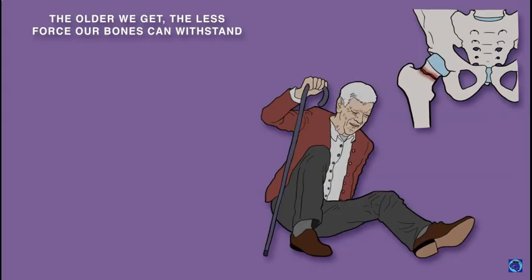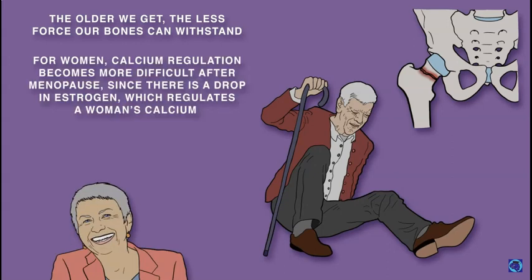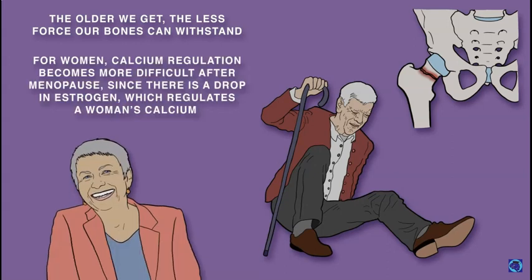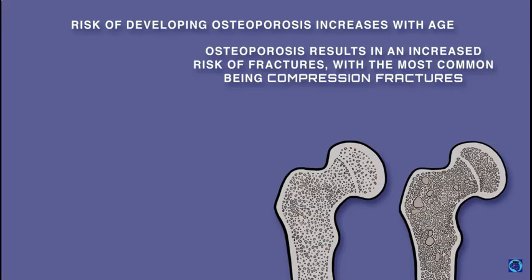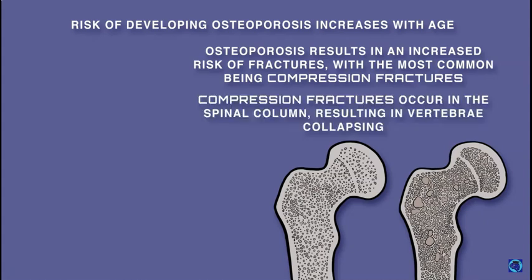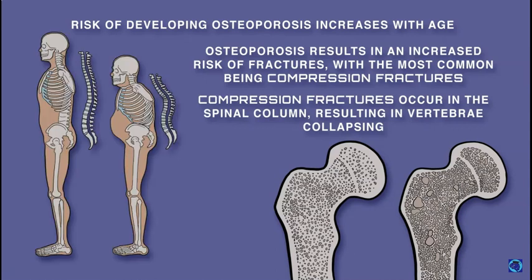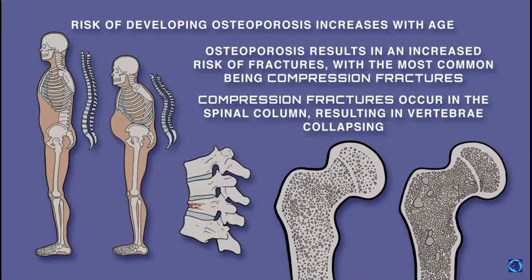The older we get, the less force our bones can withstand. For women, calcium regulation becomes more difficult after menopause, since there is a drop in estrogen, which regulates a woman's calcium. Osteoporosis results in an increased risk of fractures, with the most common being compression fractures. Compression fractures occur in the spinal column, resulting in vertebrae collapsing.